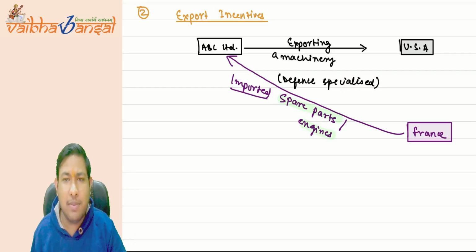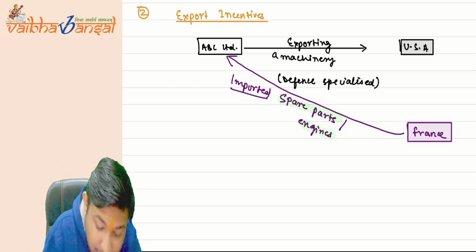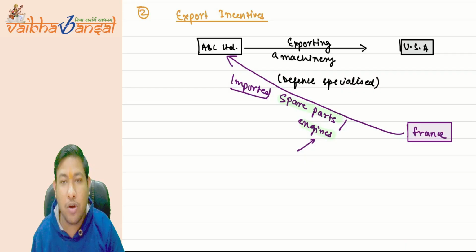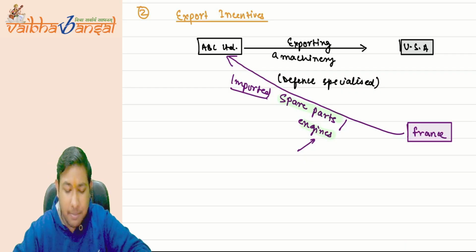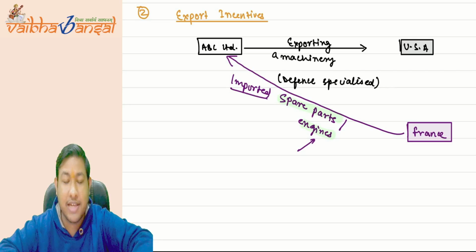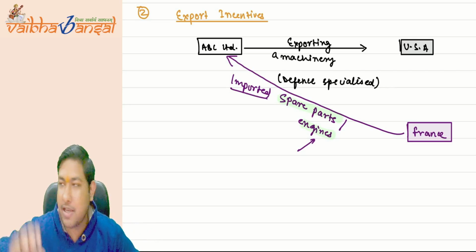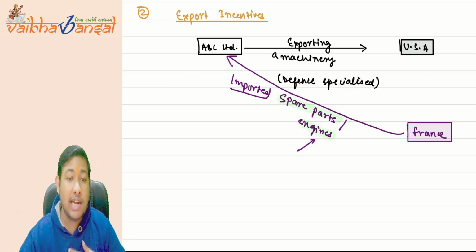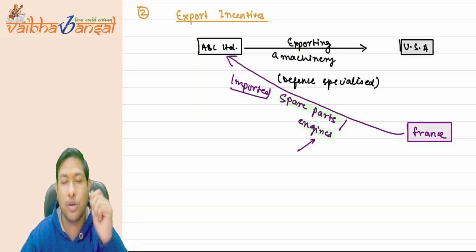Because suppose there may be some hazardous parts that can be used for a war, spare parts or engines. I am taking the example of a defense specialized item, but there can be any other export machinery where we need parts that might be used for war purposes.